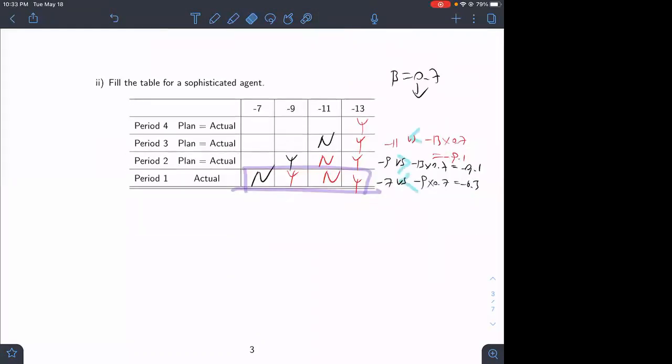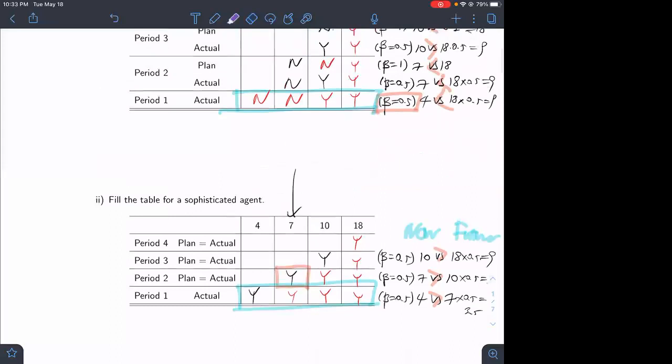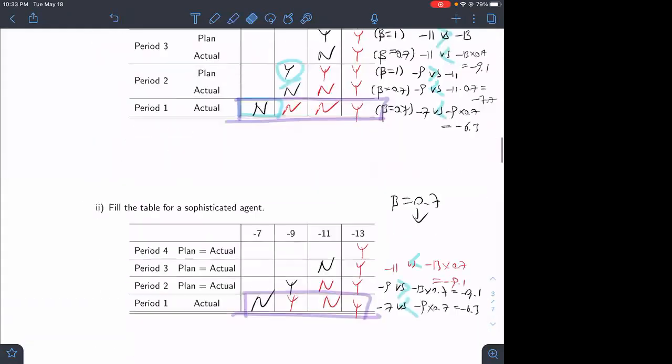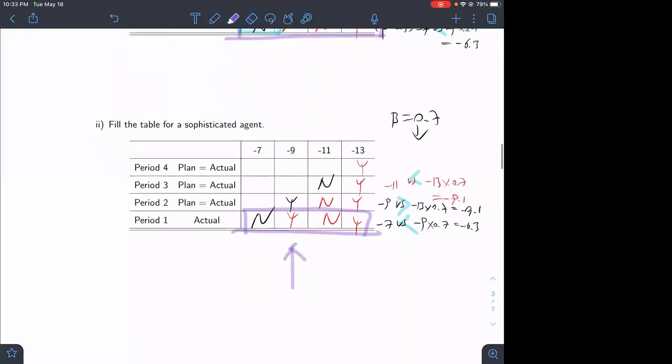So in any case, the sophisticated agent is reaping the benefits earlier. This was phrased as reaping benefits earlier. But when facing costs, he's also acting earlier against the costs. So in this case, he was better off. Any questions?